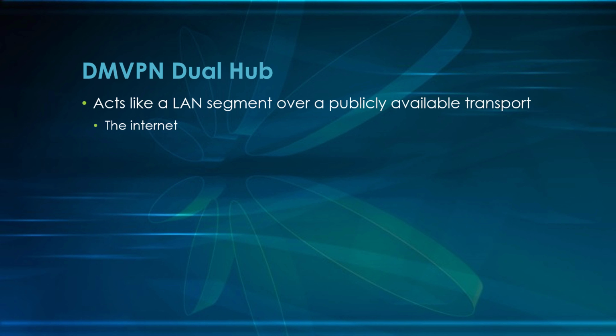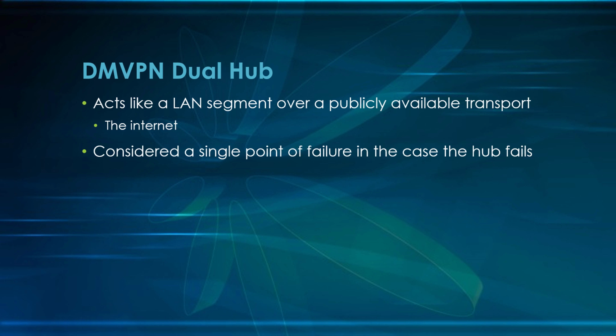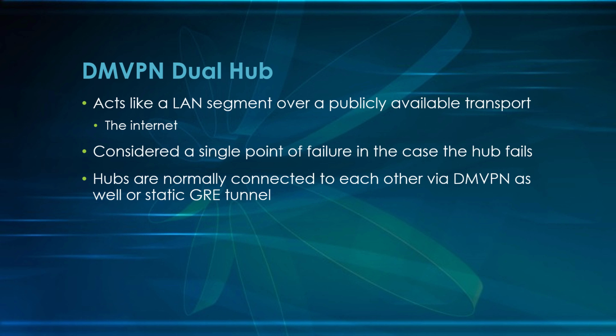Welcome back, everybody. In this video, we're going to be taking a look at a dual DMVPN hub. It acts like a LAN segment over a publicly available transport, just like we saw in the single hub. A single hub is considered a single point of failure in case the hub fails. Hubs are normally connected to each other via DMVPN as well, or a static GRE tunnel.